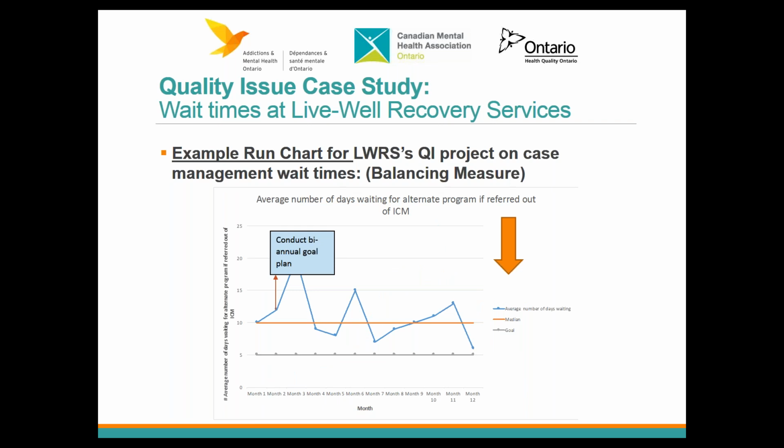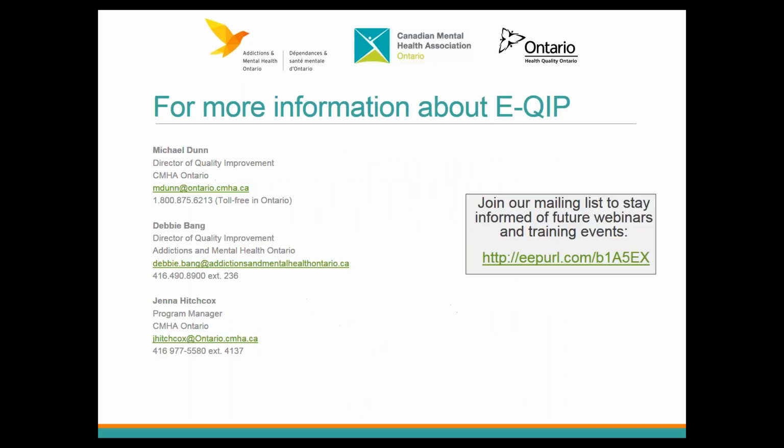And they also have here the measure for their balancing measure, the number of days waiting for alternate program if referred out. So again, the goal in gray, they're progressing towards their goal, the median in orange, and the data points plotted in blue. As well, in that blue square, they have the notation when a change was made.